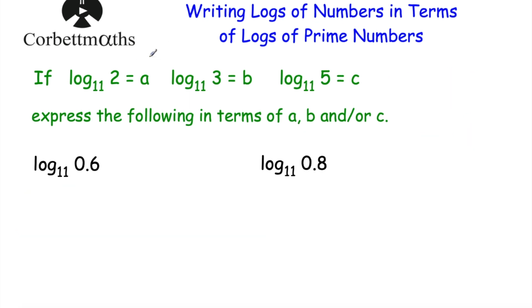Okay, again, we've got the same values of a, b, and c, and we want to write, in terms of a, b, and c, the log to base 11 of 0.6.